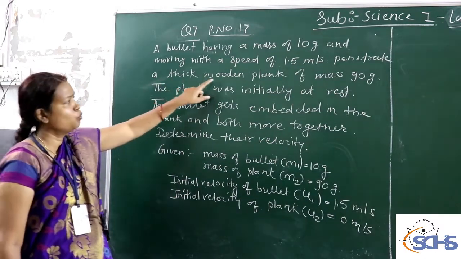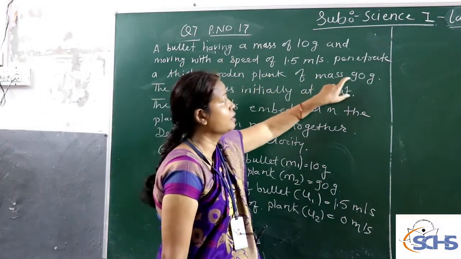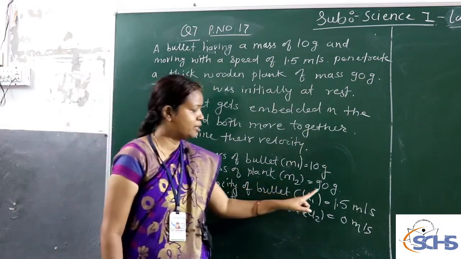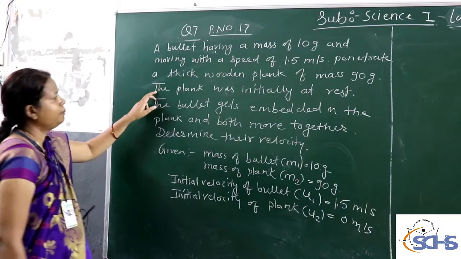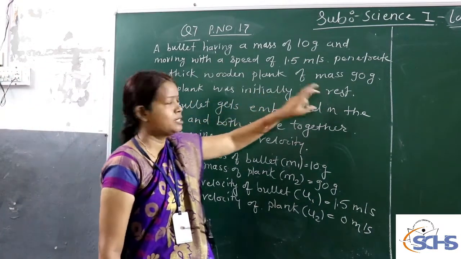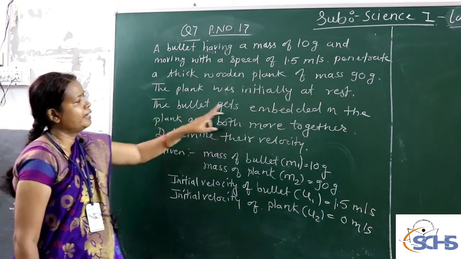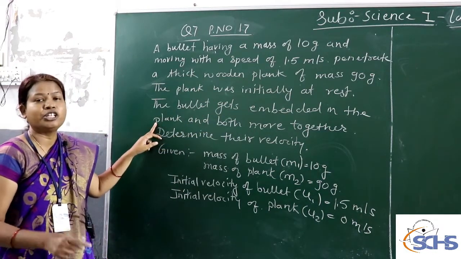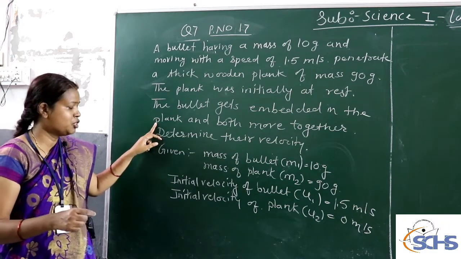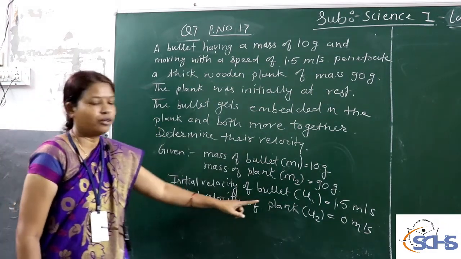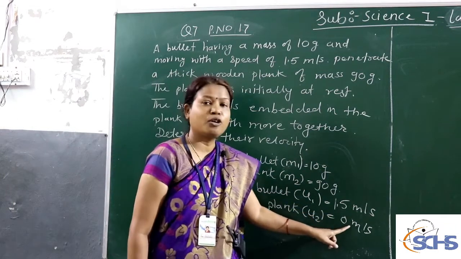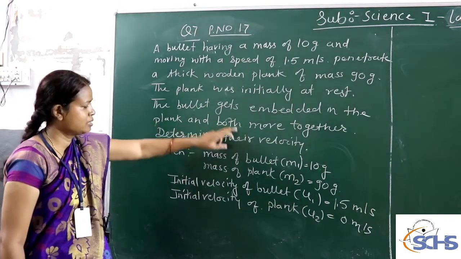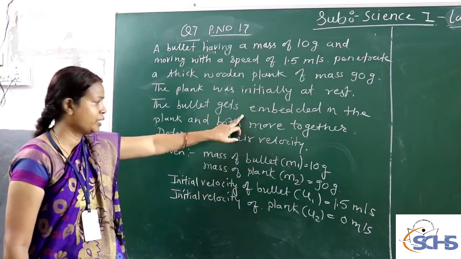Penetrate a thick wooden plank of mass 90 gram. That is our mass 2. Mass 2 is equal to 90 gram. The plank was initially at rest. The bullet get embedded in the plank. Now here it is given that initially the plank was at rest position. So initial velocity of the plank is equal to 0 meter per second. Both move together, means bullet and plank both they move together.